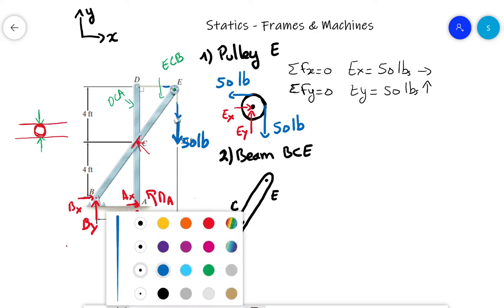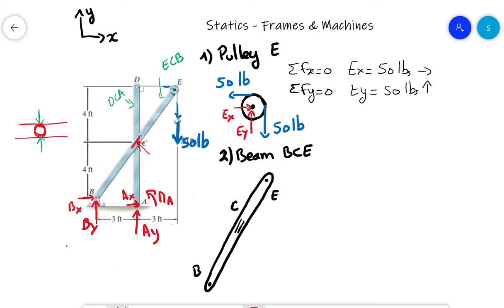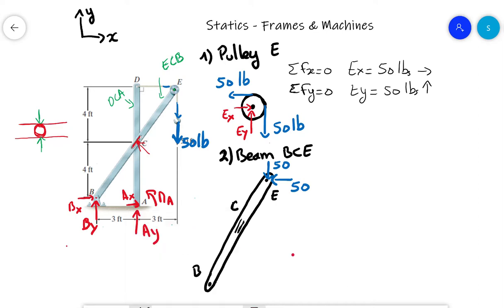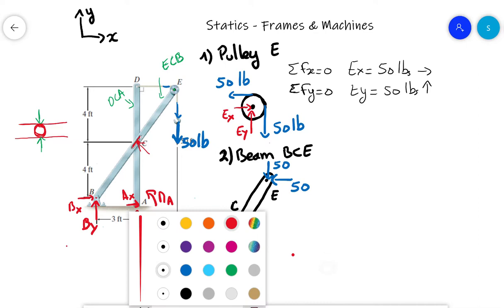At the pin connection at E, the force on the pulley was to the right, so the force on the beam is to the left. So we have this Ex, which is 50 to the left, and this Ey: the force on the pulley was going up, so the force on the beam is going down, 50. Those are the two forces that we know. At B, we have Bx. Oh, that's very big, sorry.